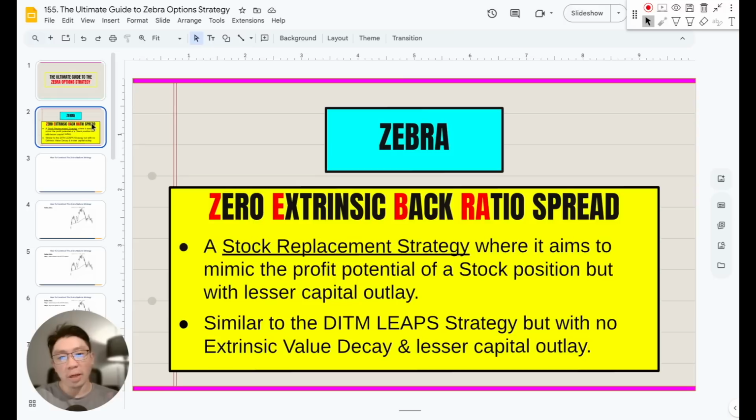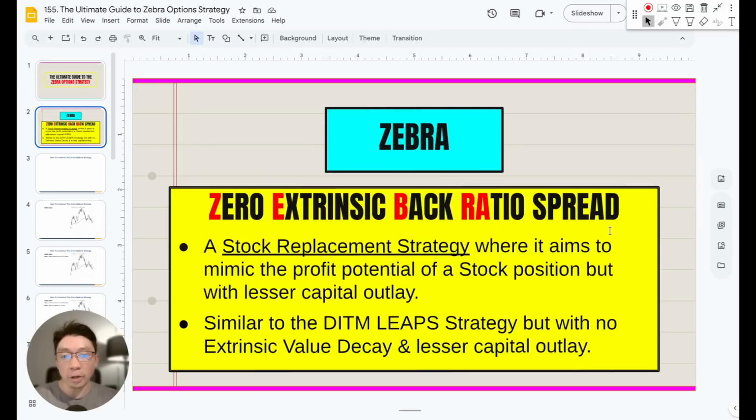So first of all, this is actually designed by the Tasty Trade team, and they call it the zebra because it's just a short form of the name of the strategy. As you can see over here, the actual name of this zebra is the zero extrinsic back ratio spread.